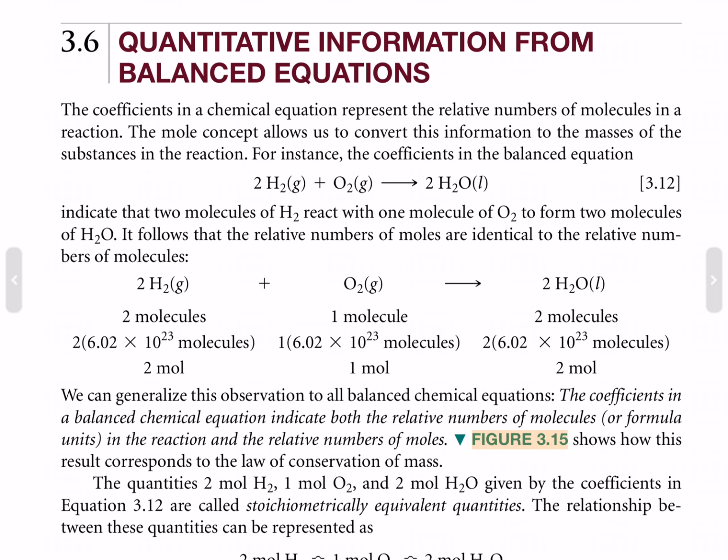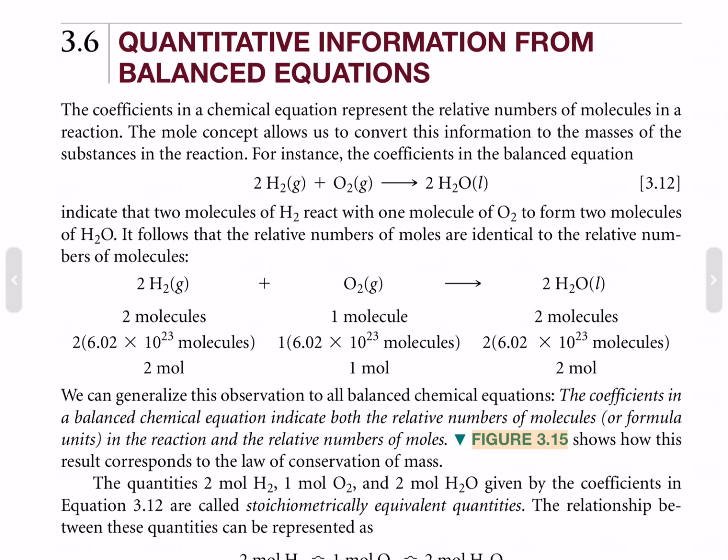2H2 plus O2 yields 2H2O is 2 molecules plus 1 molecule equals 2 molecules. 2 times 6.02 times 10 to the 23rd is 2 moles. 1 times 6.02 times 10 to the 23rd is 1 mole. 2 times 6.02 times 10 to the 23rd is 2 moles. So it's 2 molecules plus 1 molecule equals 2 molecules, or 2 moles plus 1 mole equals 2 moles.